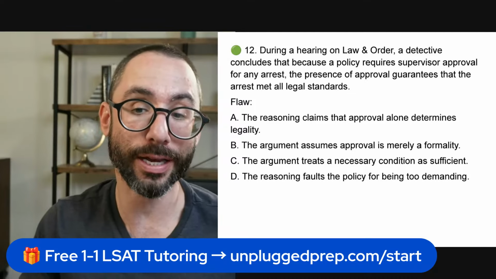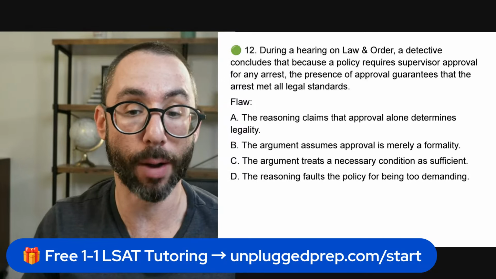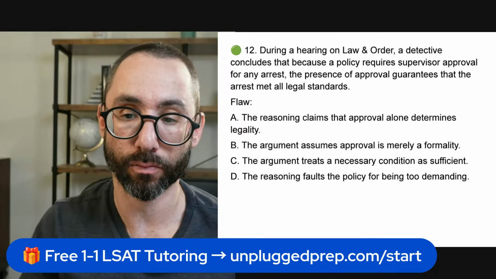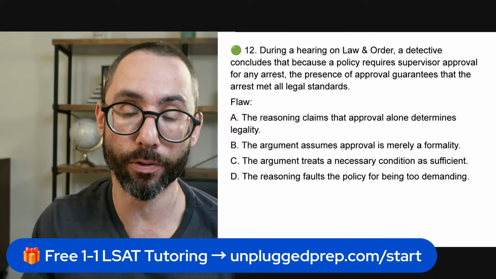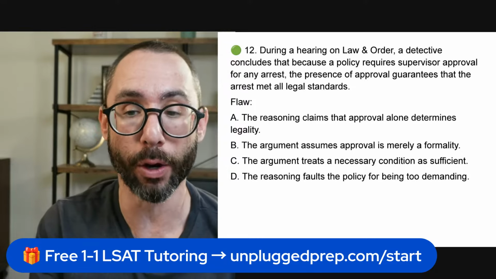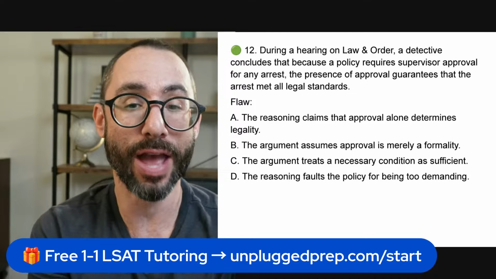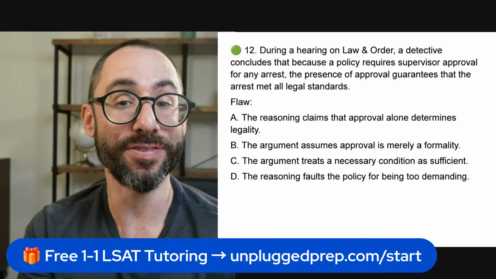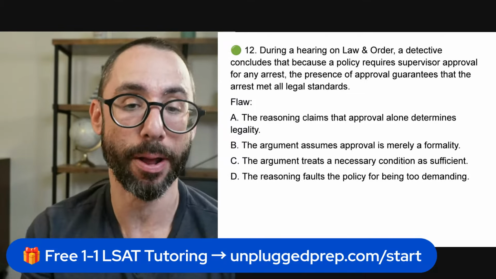When you have your answer, please drop it in the chat, A, B, C, or D. If you're not sure, just drop a question mark, but please do commit to something. And first, of course, try to prephrase for yourself, make a prediction in your own words of what you think the flaw might be. They're saying the policy requires supervisor approval for any arrest. Therefore, if we have the approval, it guarantees they met all legal standards. So approval is necessary doesn't mean approval is sufficient, or that approval guarantees that we met the standards, right?